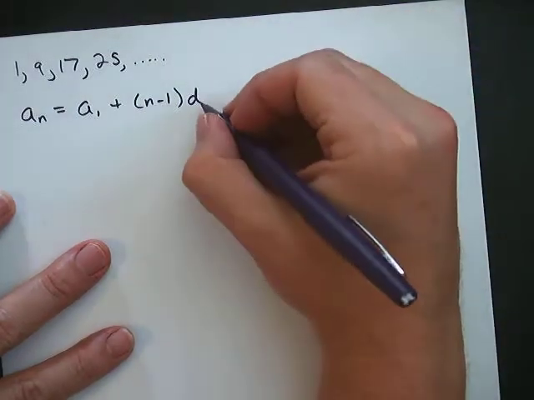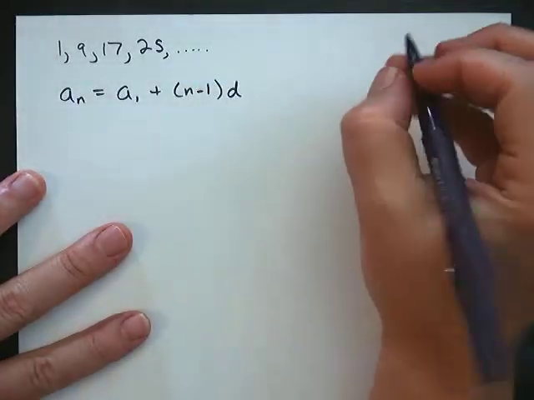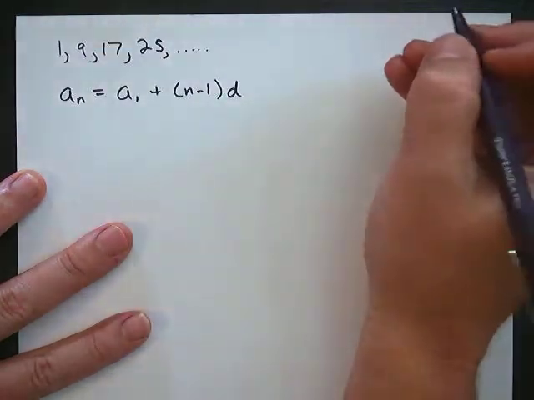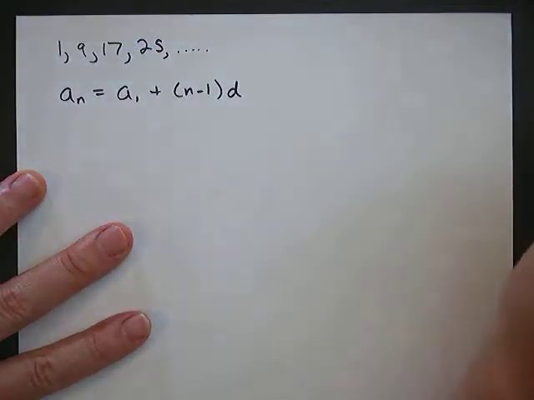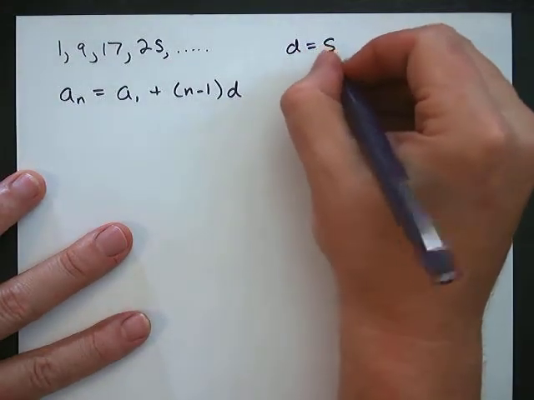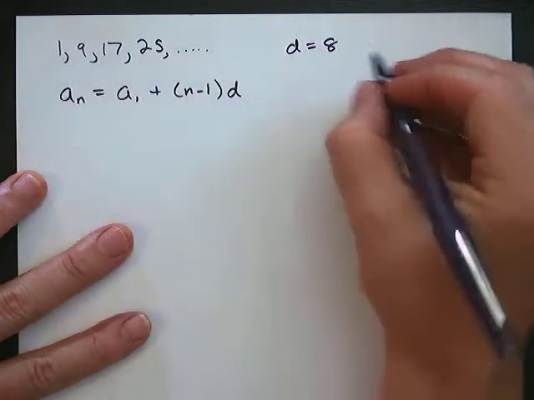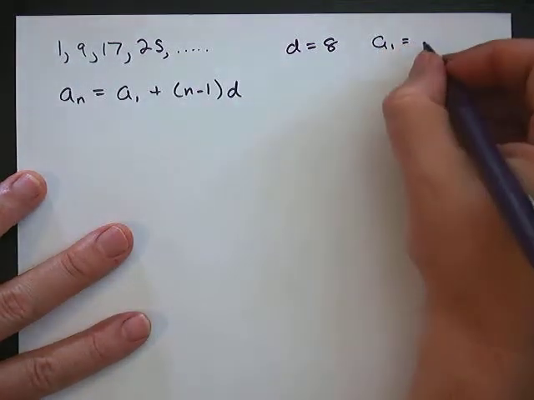Okay, so we found the common difference. We find the common difference by subtracting, and we already talked about this earlier. 9 minus 1 is 8. 17 minus 9 is 8. 25 minus 17 is 8. So d is equal to 8. And what is a sub 1? Well, a sub 1 is just your first term. So a sub 1 is equal to 1.